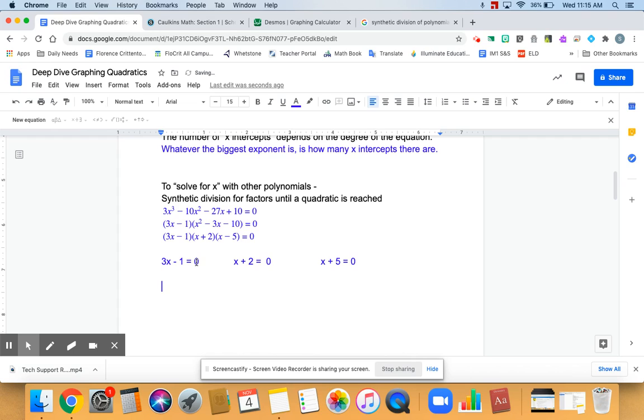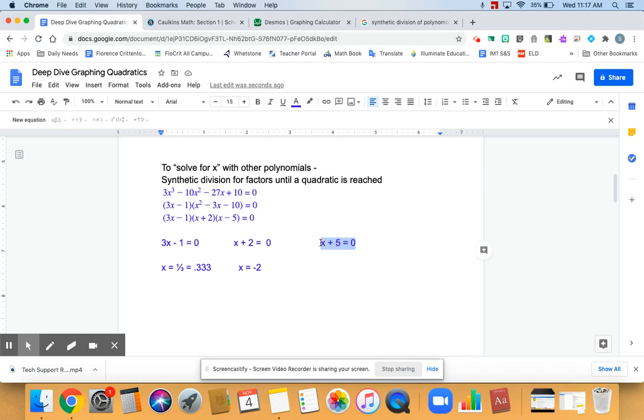So on this one, I would add the 1 over to get 3x equals 1. But then I would have to divide that 3 over, and then it would go away from this side, so x would be 1/3 for this one here. 1/3 is the same thing as 0.33. Here I would minus the 2 over to get x equals -2.